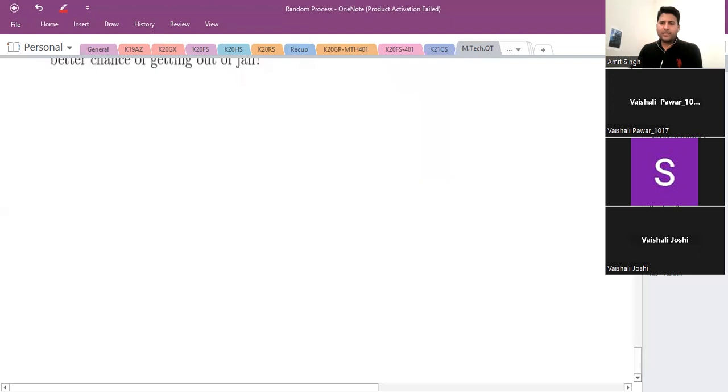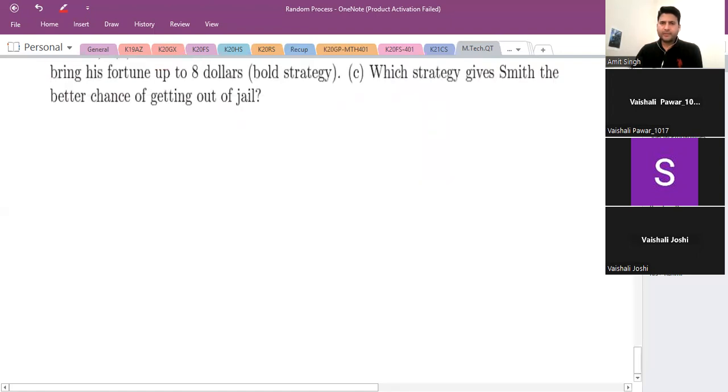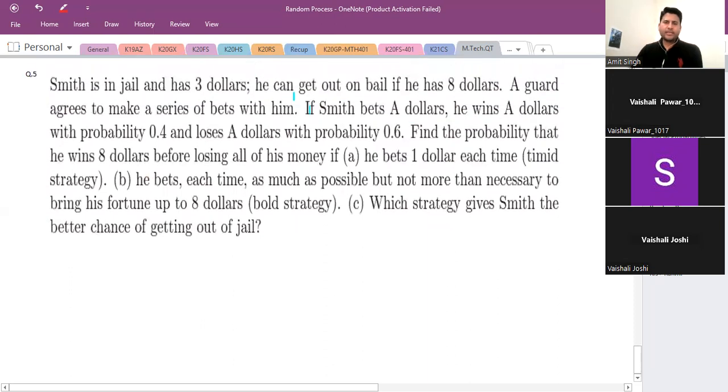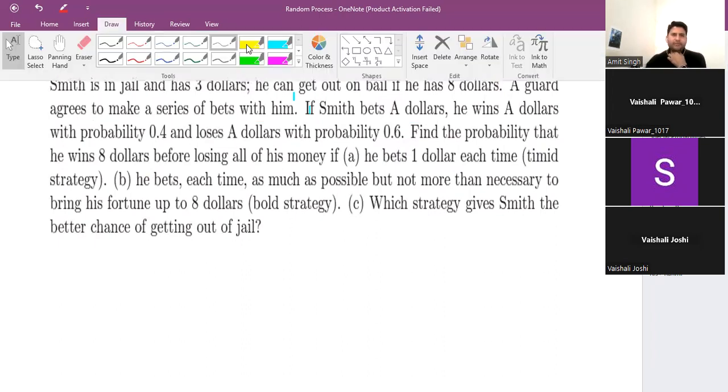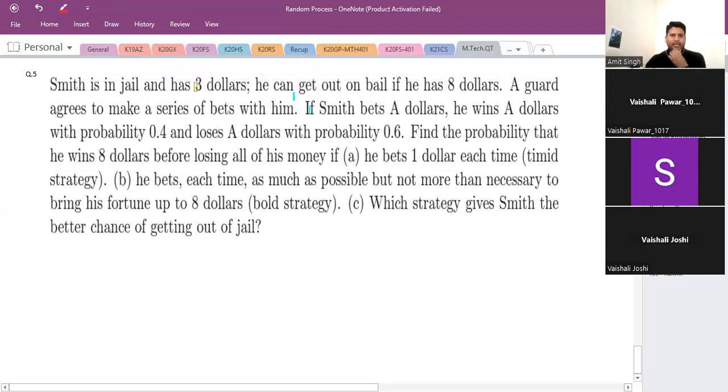It is also known as the gambler problem. Try to read it and understand it. Smith is in jail and has $3. So one individual, whose name is Smith, has $3. He can get out on bail if he has $8. Presently he has 3, but he needs 8 to move out of jail.